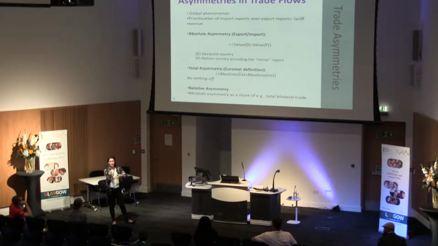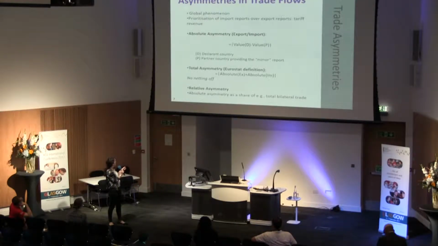So for example, UK reports of their exports to Germany, less the difference of the report provided by the partner country, so Germany's reports of their imports from the UK. In absolute terms, these values can run to the order of billions, so they can look a little bit intimidating. However, taking absolute asymmetry as a proportion of total bilateral trade, or relative asymmetry, here at the bottom, these values are much more manageable, so quite a lot more easy to interpret.